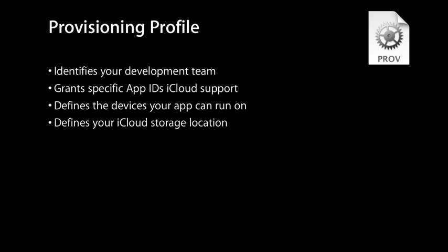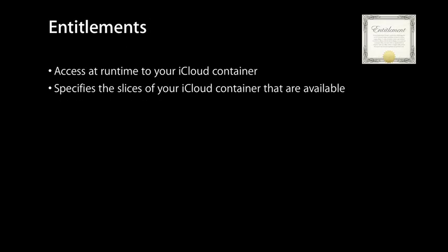Now, provisioning profiles also do what they've always done. They define the devices that your app can run on, and they also define your iCloud storage location. All of the storage space that your applications use is going to be scoped by the team that you happen to be on. And we'll talk more about that in a moment. Now, when it comes to entitlements, entitlements are an important piece of the iOS security infrastructure. And they are going to be what lets your application access its iCloud container at runtime. So basically what lets it access that ubiquity container.